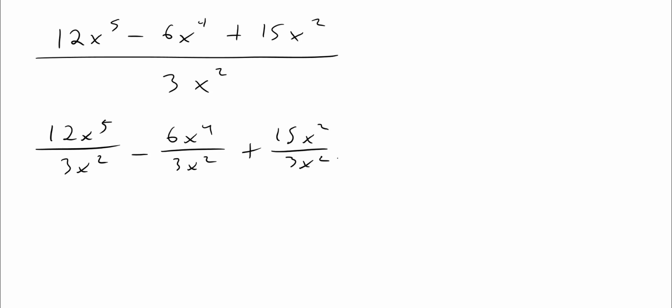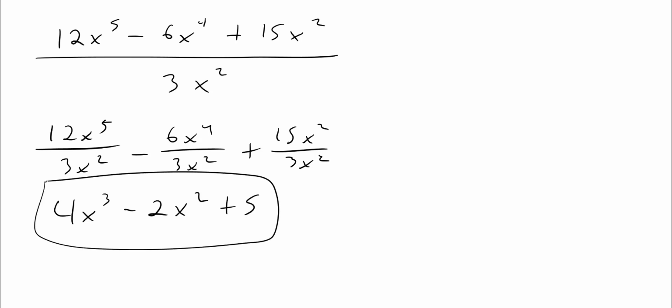It's actually really simple. As far as the numbers go, use your calculator. It's really just pretty simple division. 12 over 3 is 4. Then, of course, I just do battle, right? Who wins, the north or the south? The top wins by 3, so it's x cubed. 6 over 3 is 2. The top wins by 2. And 15 divided by 3 is 5, and the x cancels. So this is your final answer. It's really not that difficult.